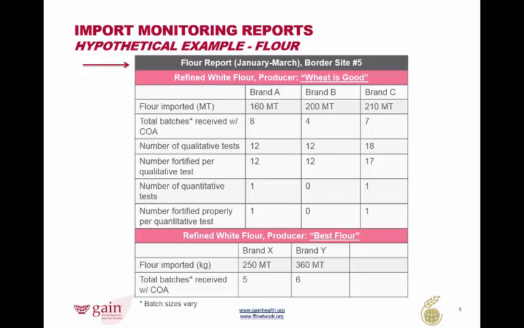This chart reports on flour for the period of January through March from Border Control Site number 5. The type of flour is refined white flour, as noted at the top of the chart. The two producers in this example are Wheat is Good and Best Flour. 3 brands from Wheat is Good and 2 brands from Best Flour were imported during the period. The chart provides details about the amount of flour imported, number of COAs, number of qualitative and quantitative tests, and the test results for each brand.